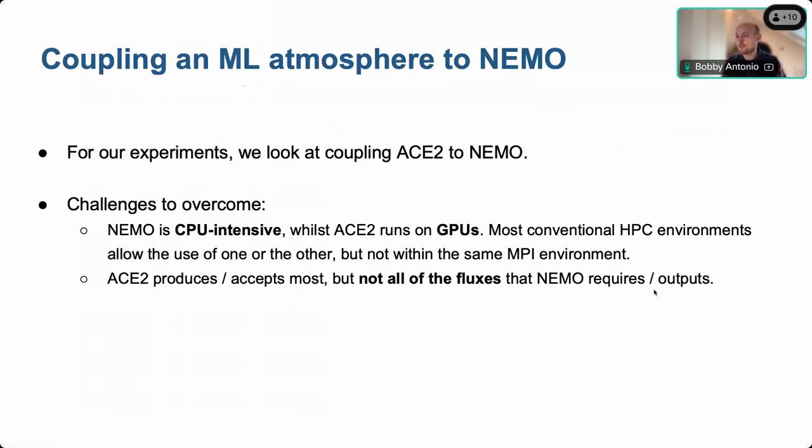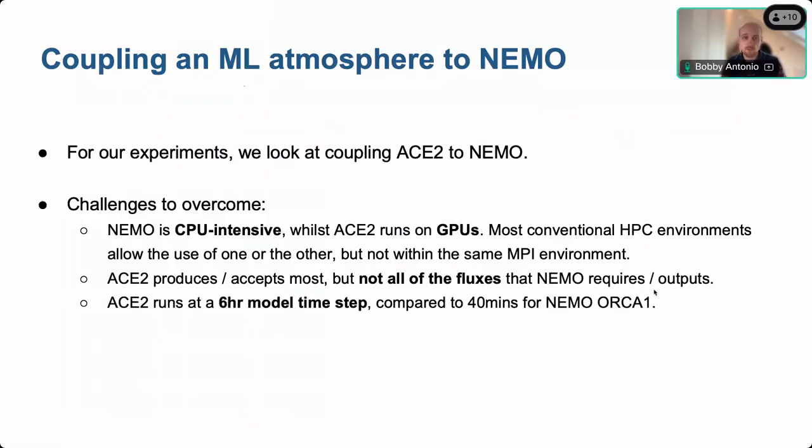Also, the version of ACE2 that's publicly available doesn't actually produce all of the fluxes that NEMO requires. It doesn't produce things like wind fluxes. And so we have to calculate some of those fluxes ourselves.